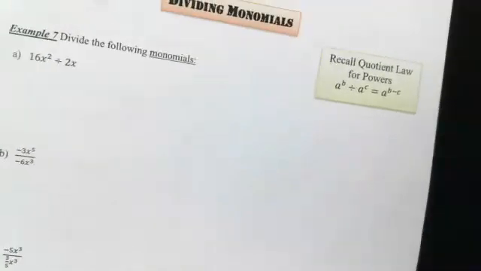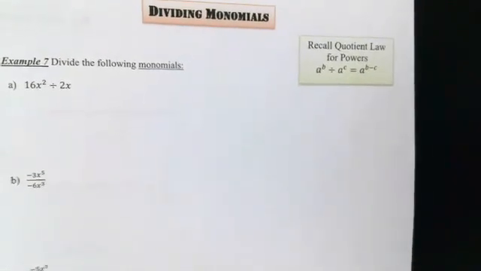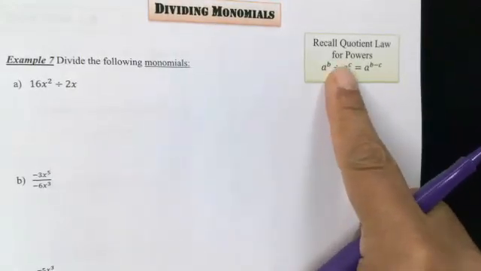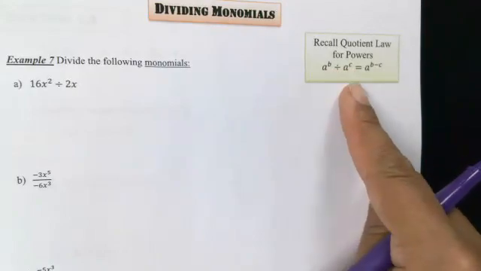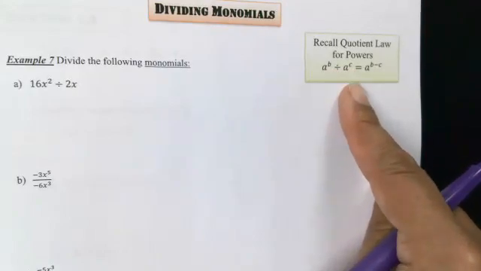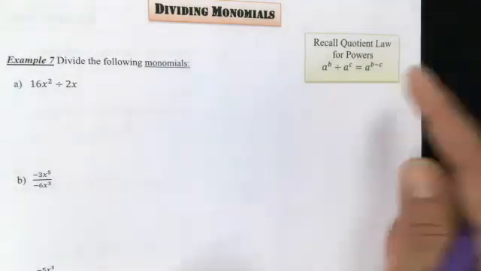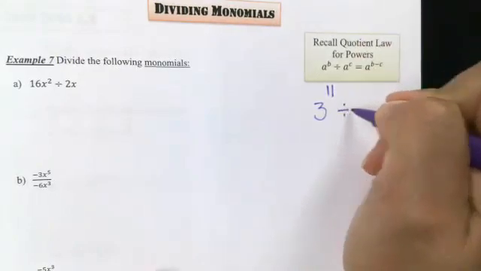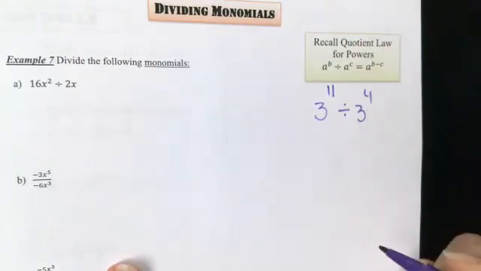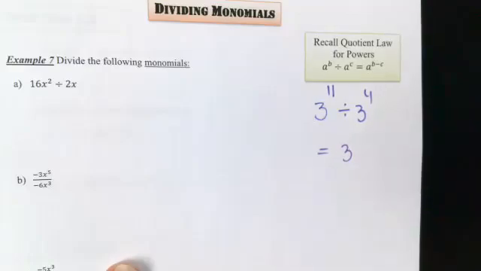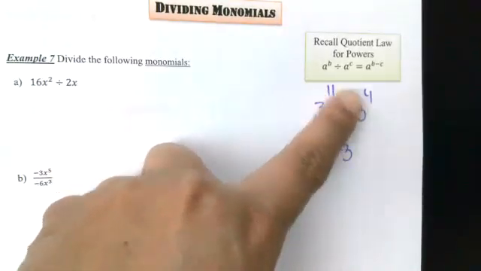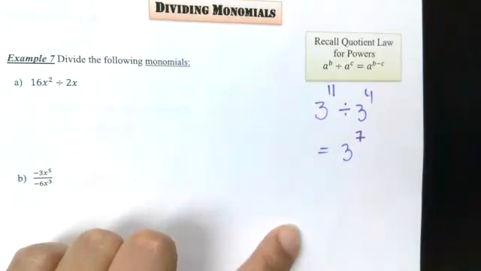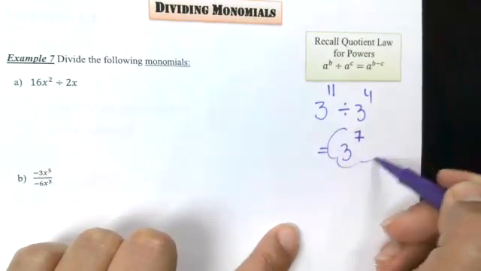So dividing monomials, for these, you're going to need to remember the quotient law of dividing powers. Same base, different exponents, we keep the base and we subtract the exponents in the order they appear. So for example, if I have 3 to the 11 divided by 3 to the 4, the answer will be 3 to the power of 11 minus 4, in that order. So that will be 3 to the 7, right? 11 minus 4 equals 7.